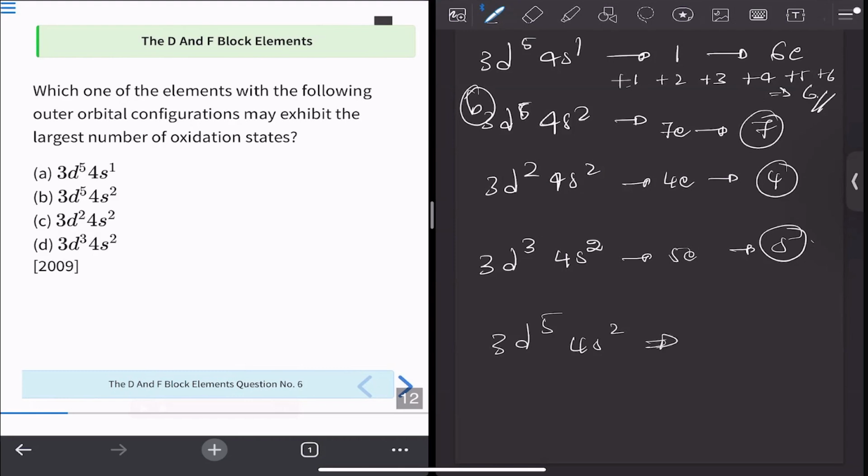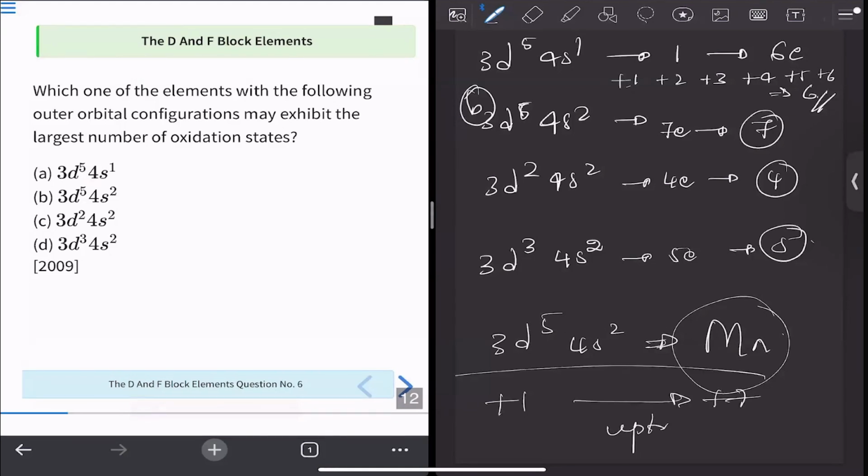This is the configuration of manganese. Manganese can exhibit from +1 up to +7, so seven oxidation states. Because of this property, they can catalyze many reactions. They can act as cofactors in many enzymatic reactions.